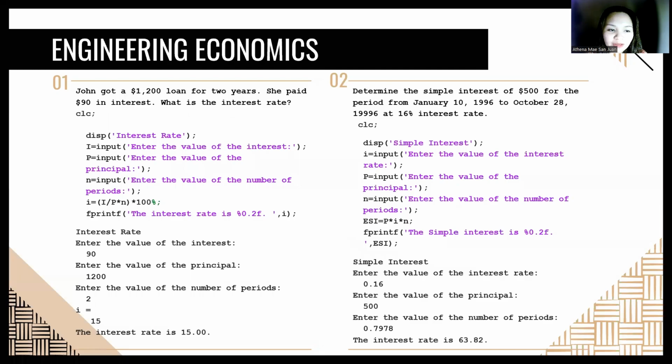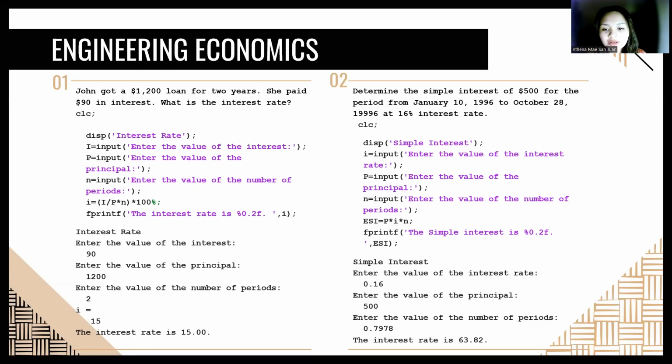So last but not the least is the engineering economics. So question number 1, John got a $1,200 loan for 2 years. She paid $90 in interest. What is the interest rate? So in the code, they require this interest rate. So we need to enter the value of the interest, the value of the principal, and the value of periods. So this is the formula. So the interest rate is 15.